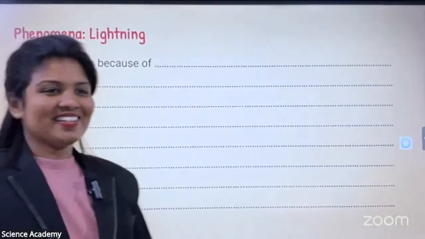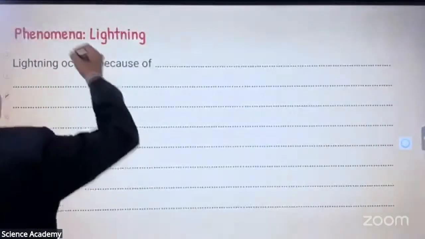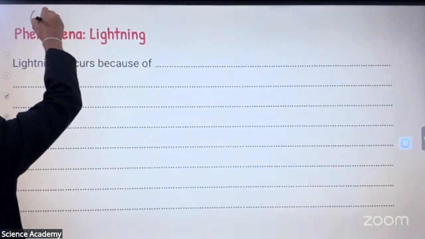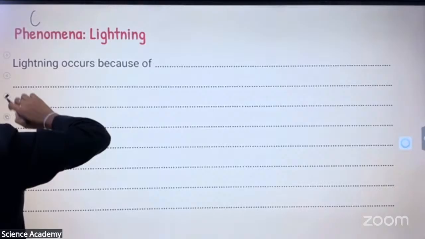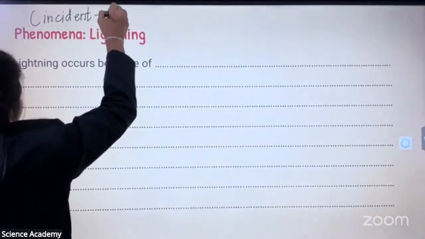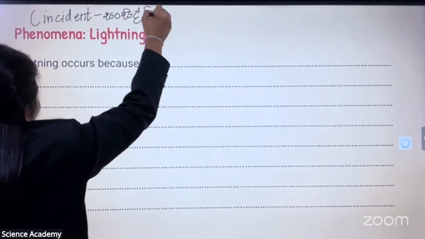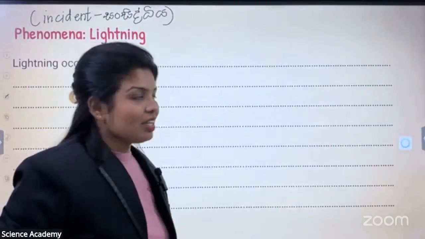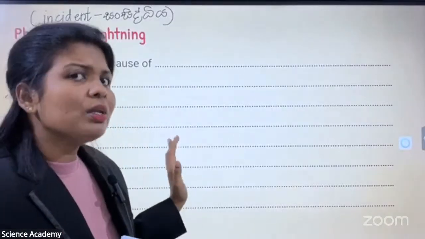Right. Children, now we are going to discuss natural phenomena. What is a phenomena? Phenomena means, children, an incident, in Sinhala, සිදුවීම. Okay? Children, the phenomenon of lightning. How does lightning occur?